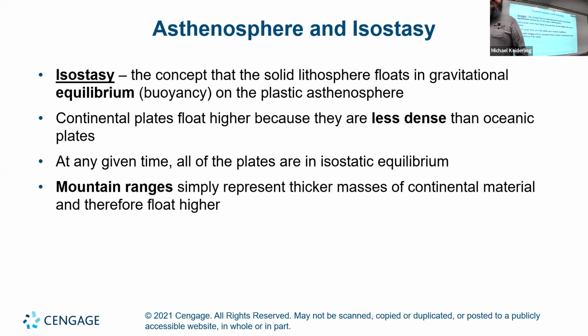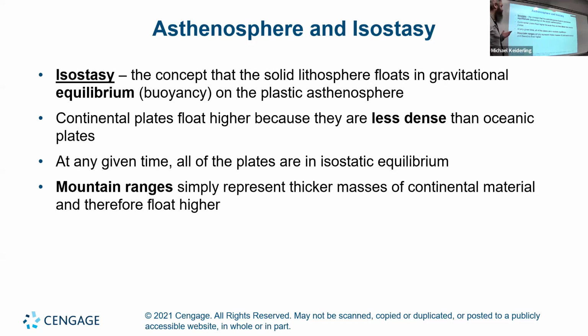So for example, the continental plates float higher because they're less dense than oceanic plates. And they're also thicker. So they're both thicker and less dense. So they float higher up and they're wider. And at any given time, all of the plates are more or less in isostatic equilibrium. They're stable. Some places are still changing, but it's only a few places. Like the Hudson Bay area in Canada or something, these things rising.